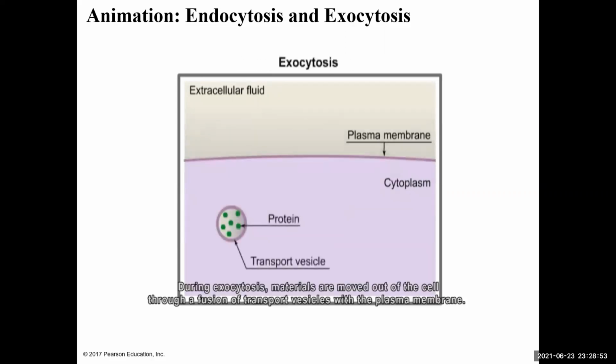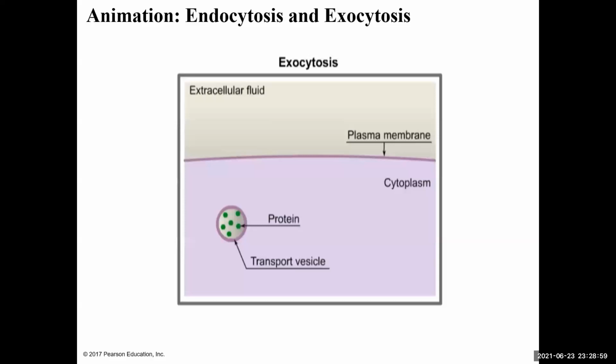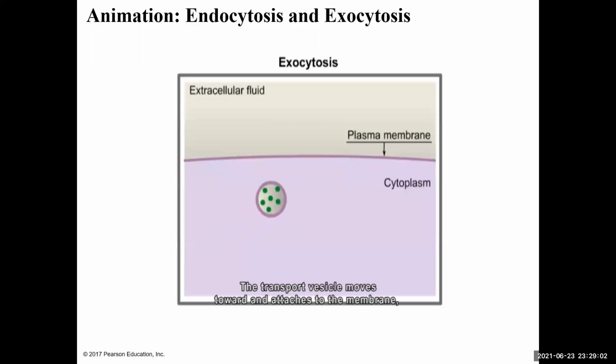During exocytosis, materials are moved out of the cell through a fusion of transport vesicles with the plasma membrane. The transport vesicle moves toward and attaches to the membrane, releasing the vesicle's contents into the extracellular fluid.